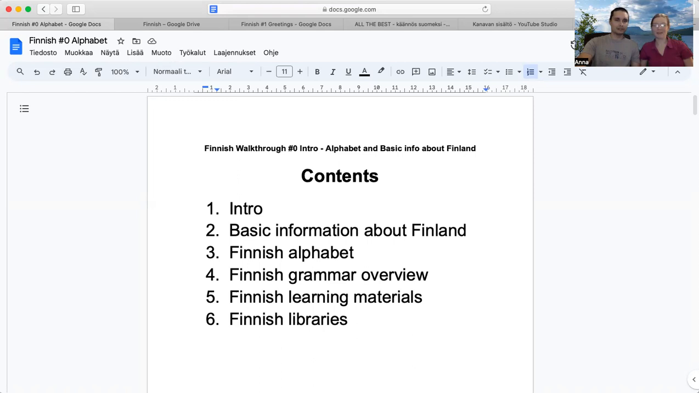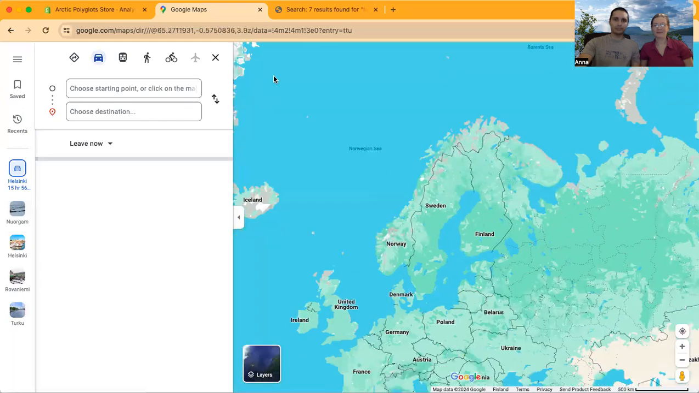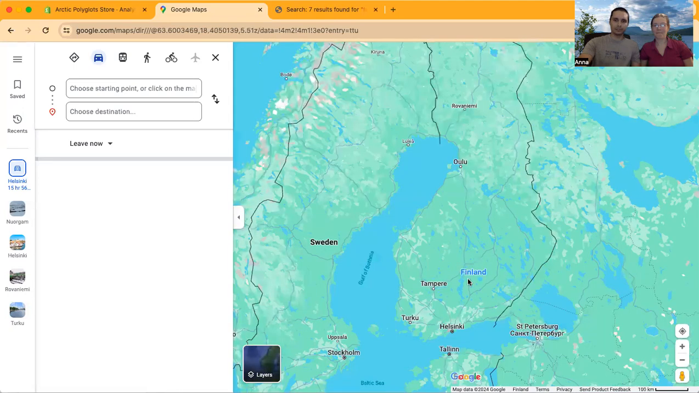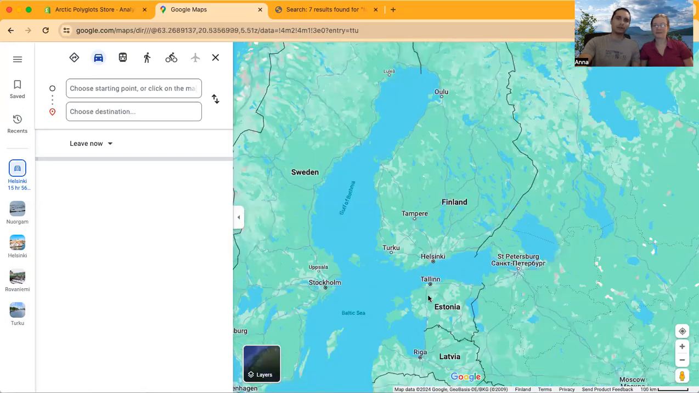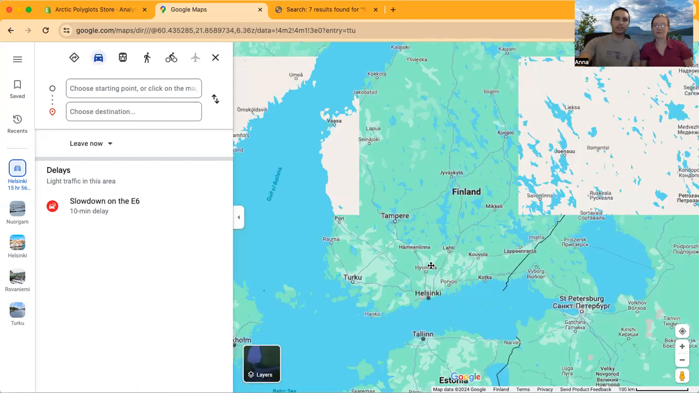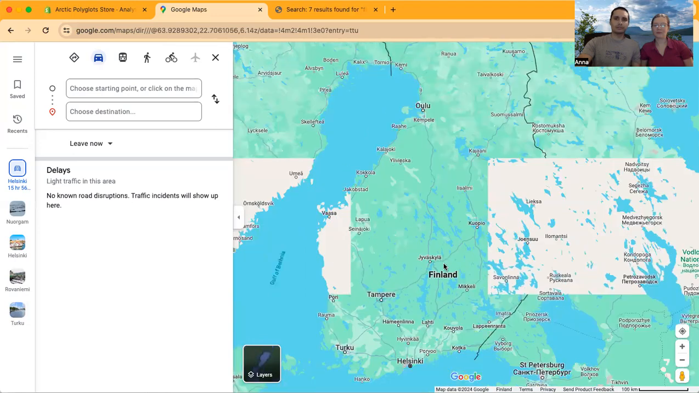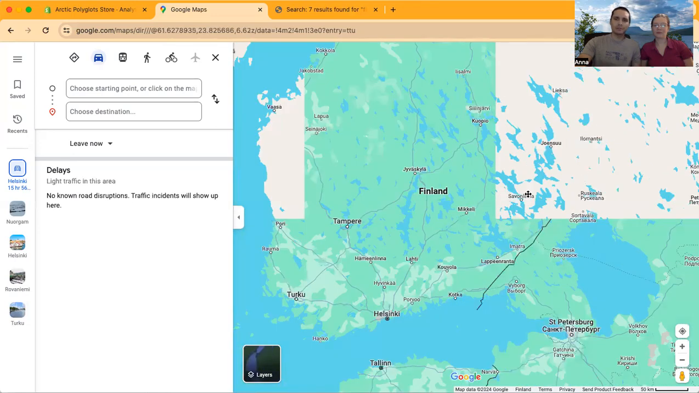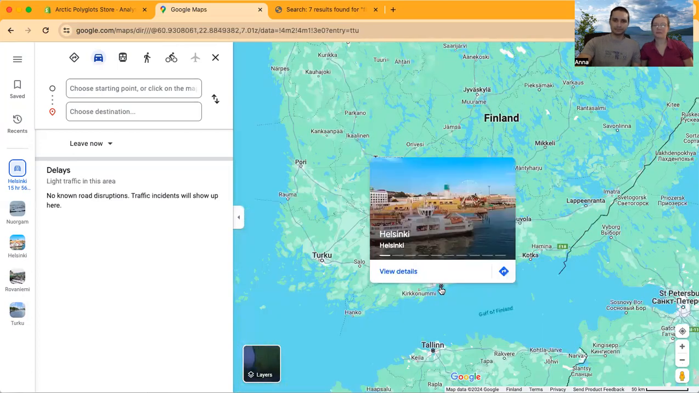Yeah. And what else? Let's start from the map. So here you can see Google Maps. Here in Northern Europe, we have Finland, and neighboring countries: Russia here, Sweden, here in the north, Norway, and here, Estonia. The Baltic Sea separates us. So let me show a few things about the map. The capital city is here, Helsinki.